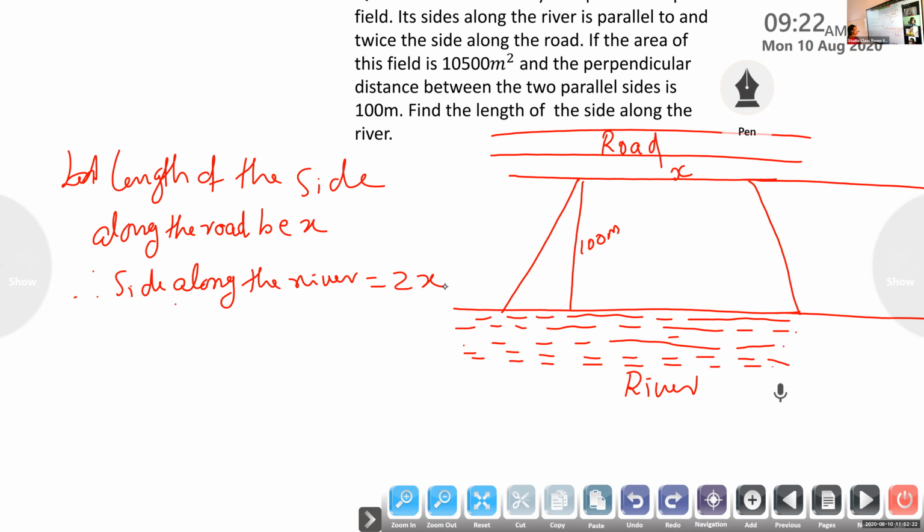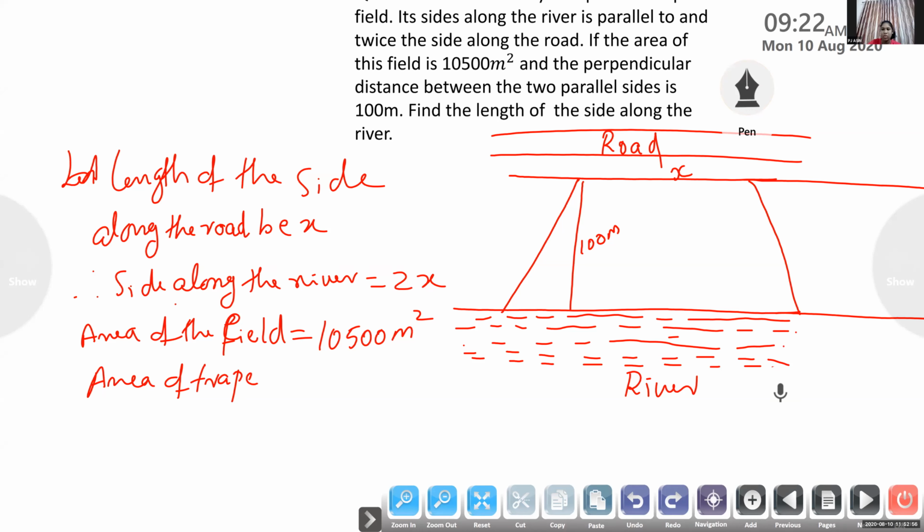Okay. And given the area of the trapezium field. How much is it given? The area of the field is given in the question. How much? 10,500 meters square. But we know the formula for finding the area of a trapezium is half.